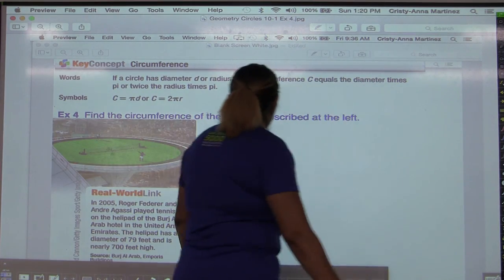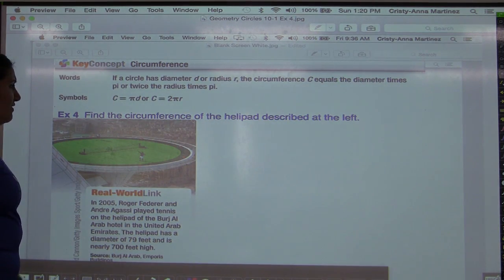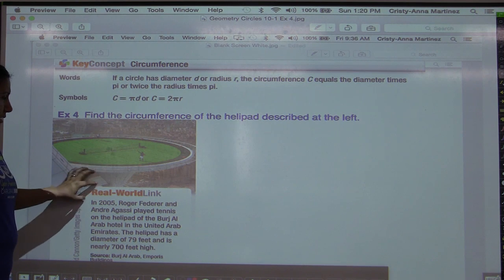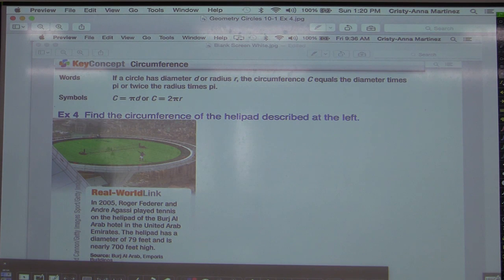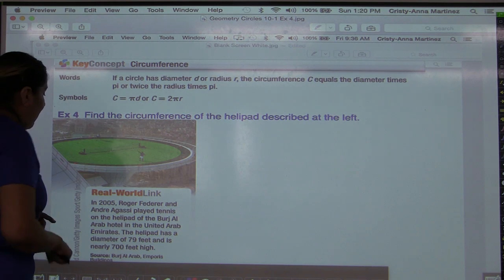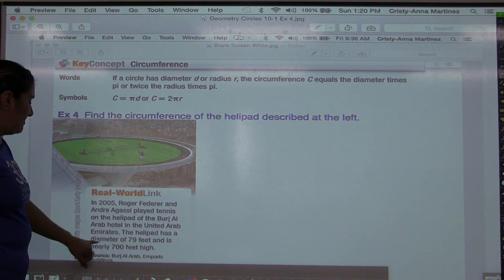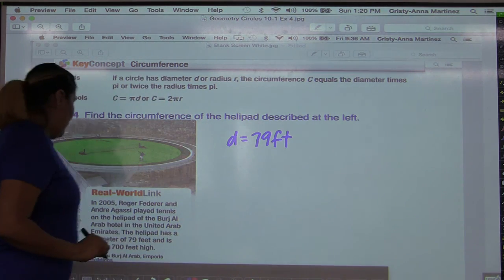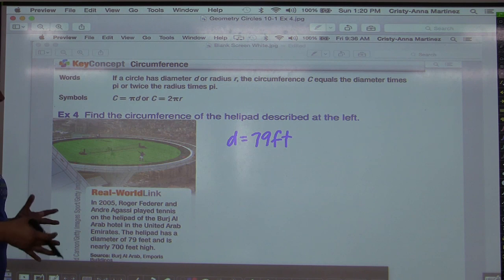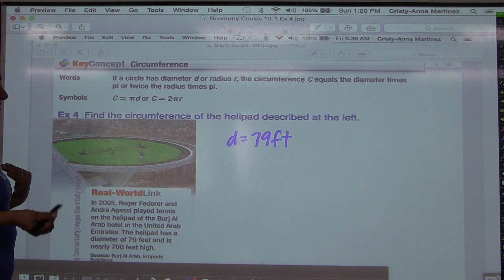Based on that, we're going to do example 4, and it says find the circumference of the helipad described at the left. In your textbook, there's this little real world link on the left side of the page. It's kind of small, but here I've made it a little bit bigger. It says in 2005, Roger Federer and Andre Agassi played tennis on the helipad of the Burj Al Arab Hotel in the United Arab Emirates. I probably totally butchered that, I'm sorry. The helipad has a diameter of 79 feet, and it's nearly 700 feet high. But we don't care about the height, we only care about the circumference, the distance around, so all that matters is the diameter is 79 feet.